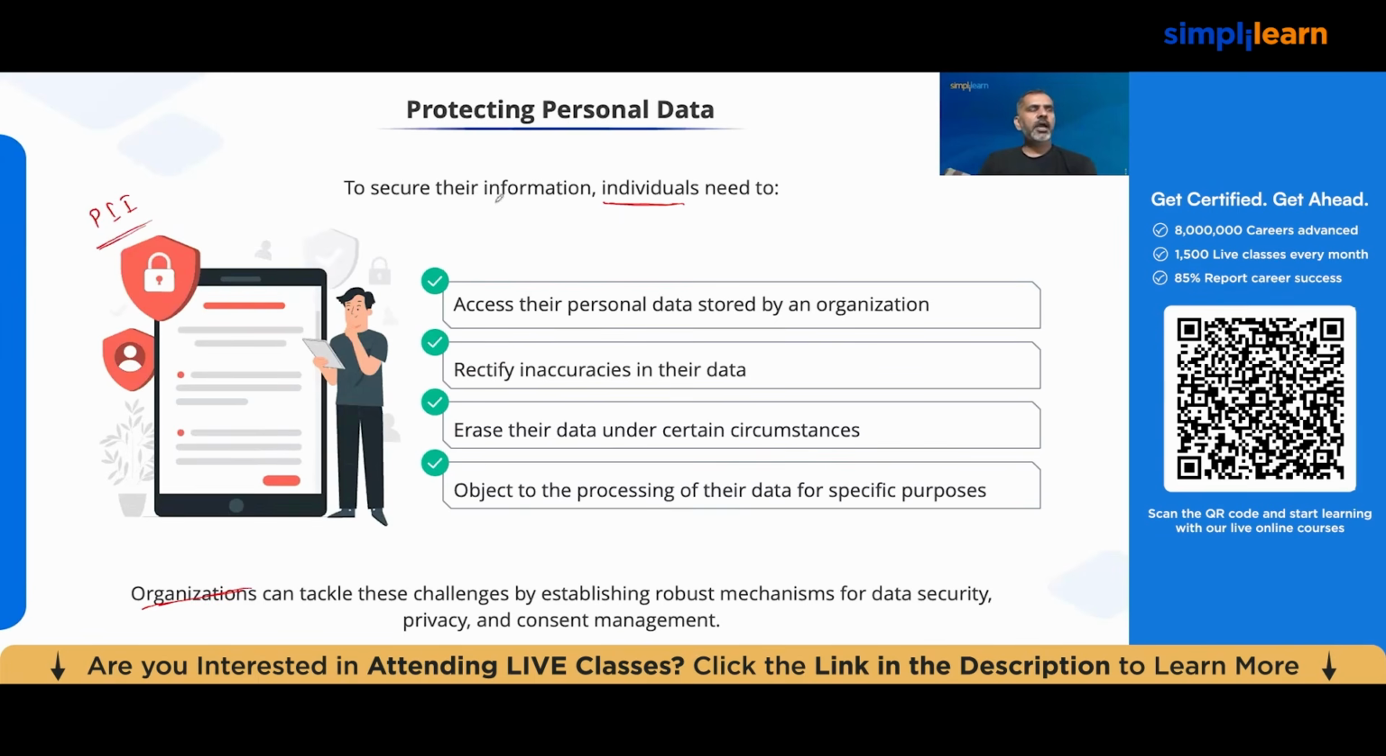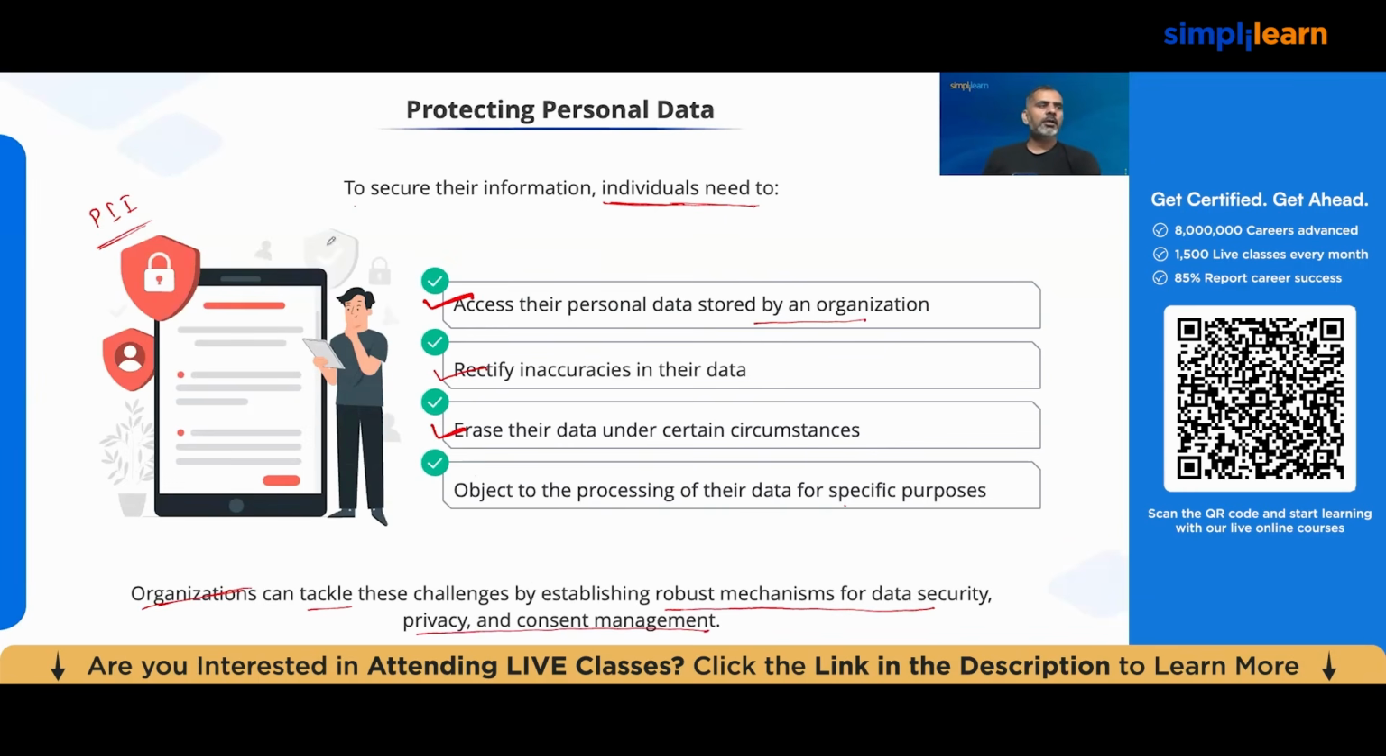Now, as a data organization, I have to secure that information. Individuals need to be able to access their personal data stored in the organization, rectify inaccuracies in the data, erase their data under certain circumstances, and object to the processing of their data for a specific purpose. So these are the certain checkpoints we need to put in place. But when we do this, the organization has to go through certain challenges: they have to establish a robust mechanism for data security, privacy, and consent management. These three things are very important.